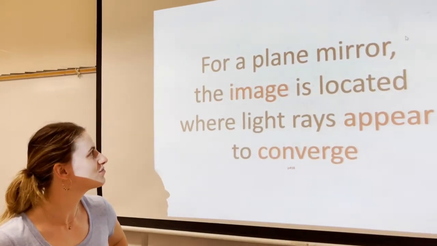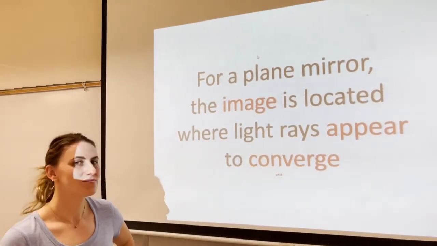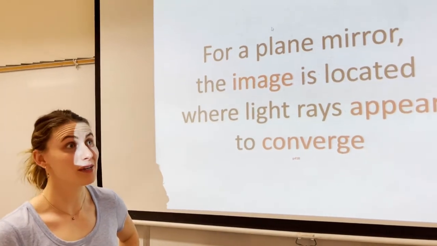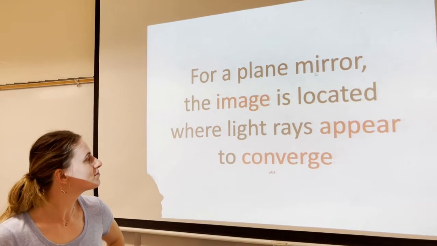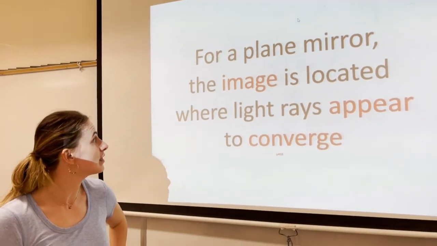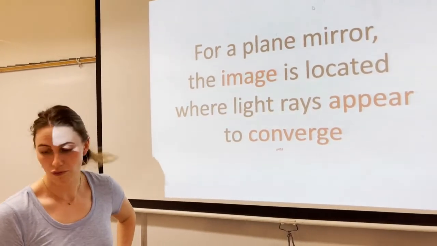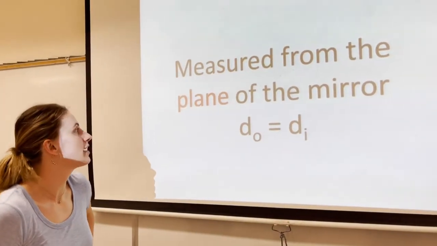And what you're seeing is an image of you. It's not you. You're not in the mirror, even though it looks like you are, right? You're behind the mirror. So think about that for a minute. Behind the mirror. That is big. And the image is located where those rays converge. We're going to practice that in a little bit.